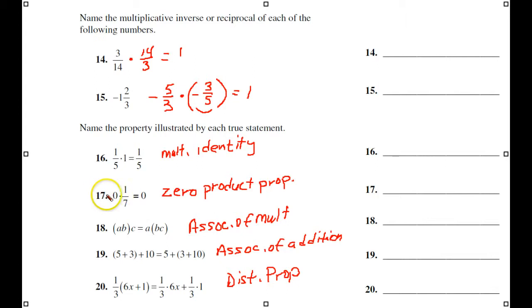And here we have the zero product property. That is, anytime you multiply something by 0, it ends up being 0. And here we just did this. This is the associative property of multiplication. This one is of addition. And this is another way to show that you're taking this 1/3 and multiplying it by each one. Okay, there's our 10 minutes, and we'll wrap this up.